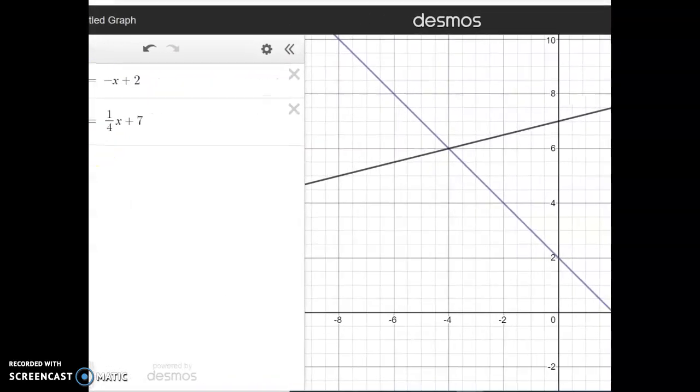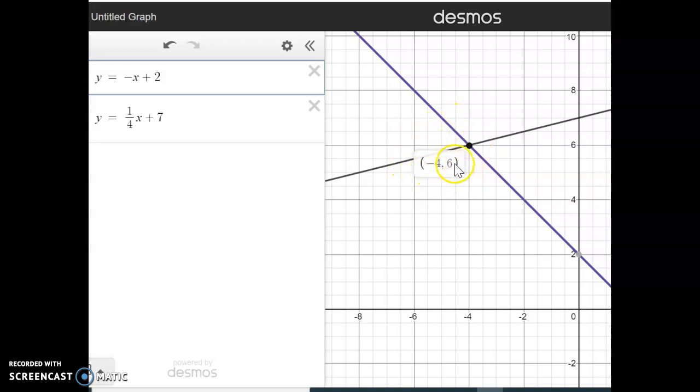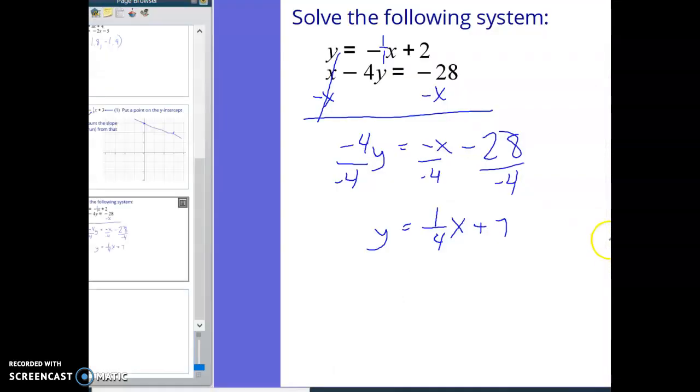www.desmos.com. So those of you guys who are at home, you'll just type in your 2 lines here to Desmos. And then if you want to find the point of intersection, you just click on it. And there it is, -4, 6. So if this were a Canvas test, this is what you would do. You would come to -4, 6 and type that in. Those of you guys who are in class, you will do yours using the calculator.